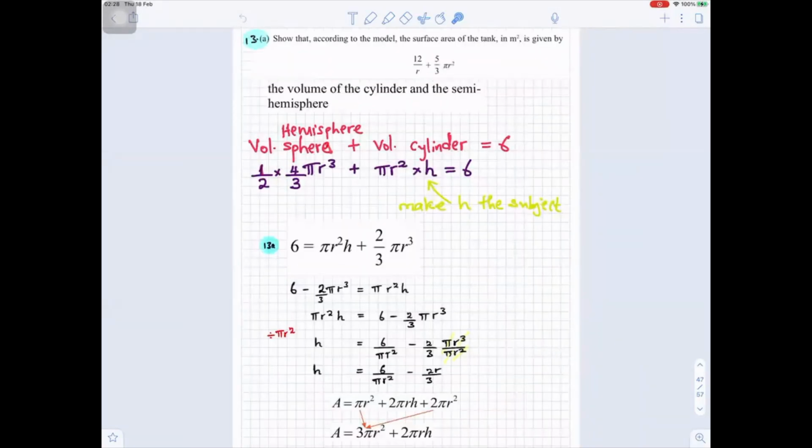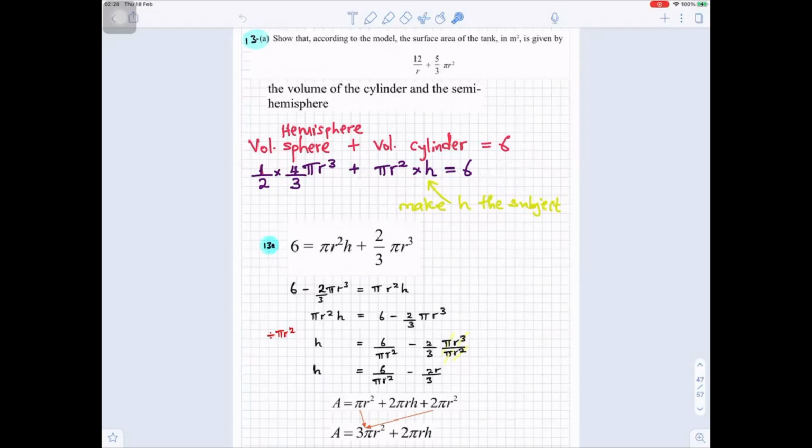So volume of hemisphere plus volume of cylinder is equal to 6. The volume of a hemisphere is half of the volume of a sphere. That's why we multiply by a half of the volume of a sphere, plus the volume of the cylinder. Now we have this expression.